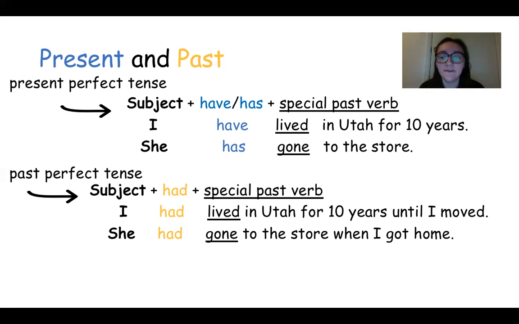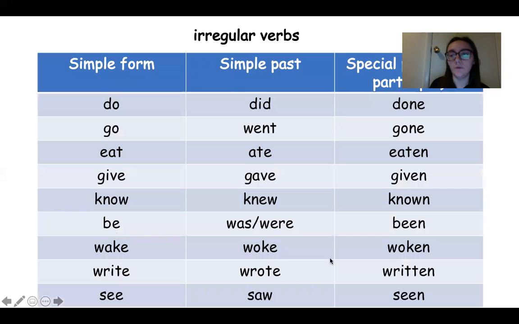I had lived in Utah for 10 years until I moved, or she had gone to the store when I got home. So you'll see that there's a little bit extra going on in these sentences, right? Present perfect tense is different from past perfect tense in what we mean when we use it.